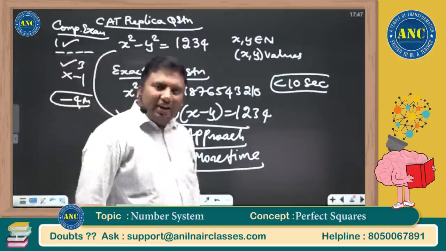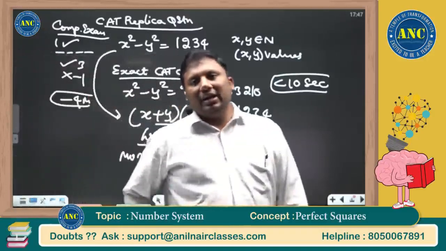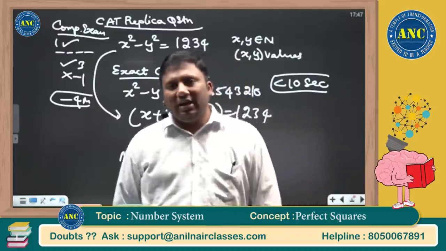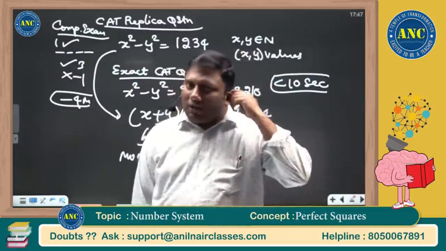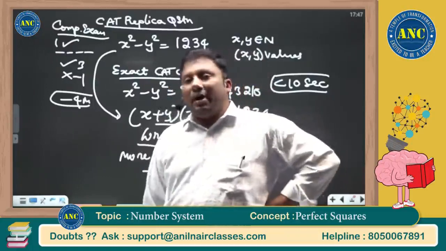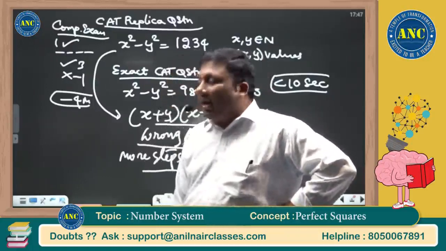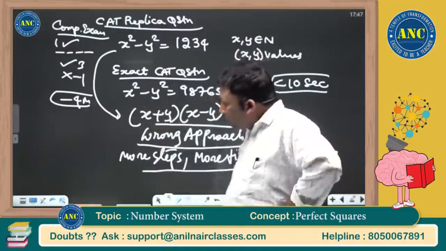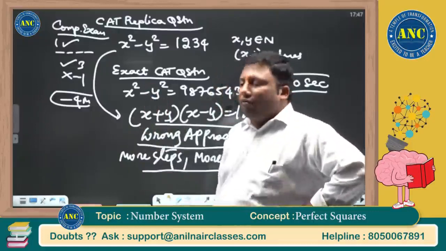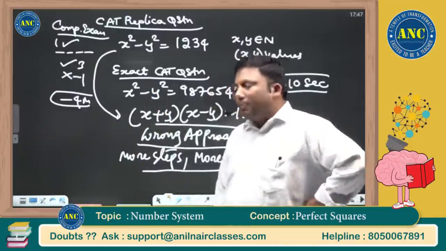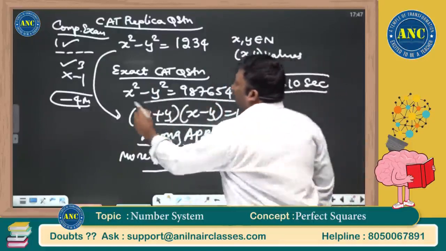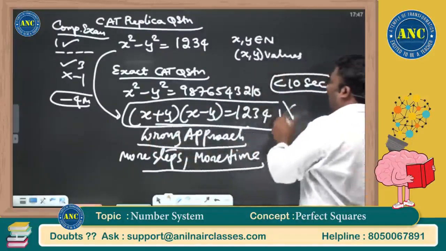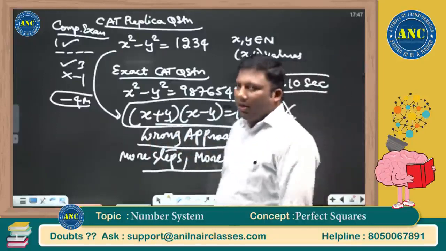There is a difference between 99.8 percentile and 99.4 percentile. My own younger brother, who has done his MBA from IIM Bangalore, lost a seat in IIM Ahmedabad because of a difference of 0.4 percentile. If you are solving like this, thanks a lot. This is not the approach Anil Nair is going to solve with.